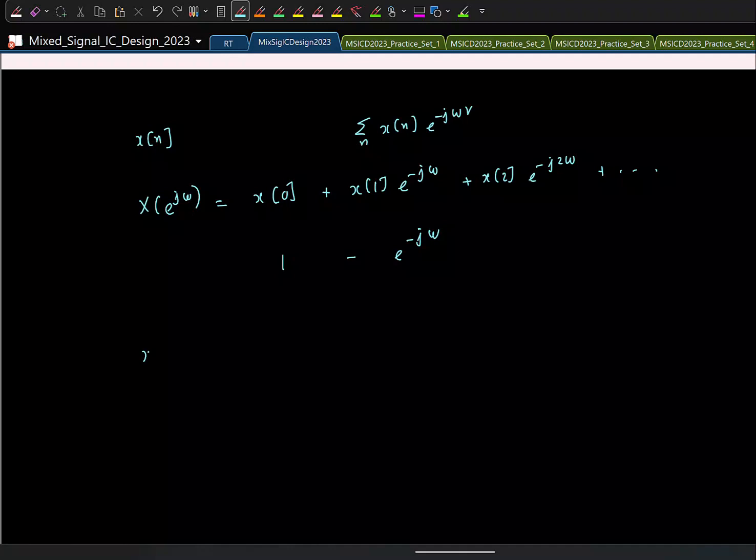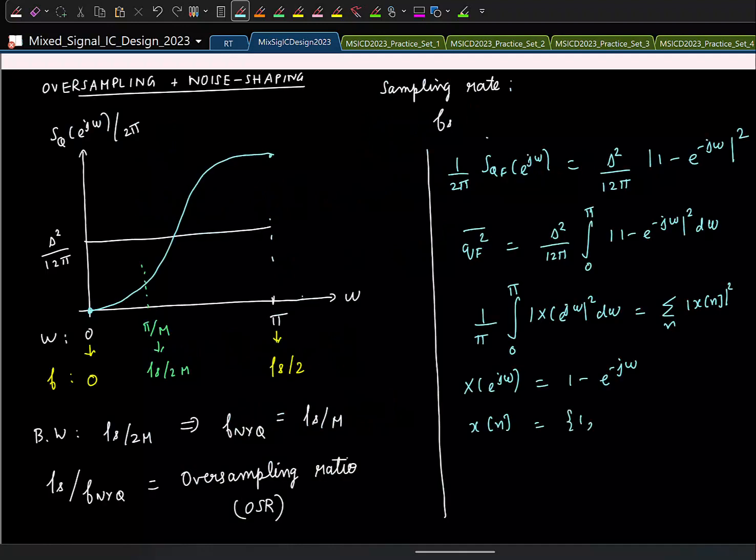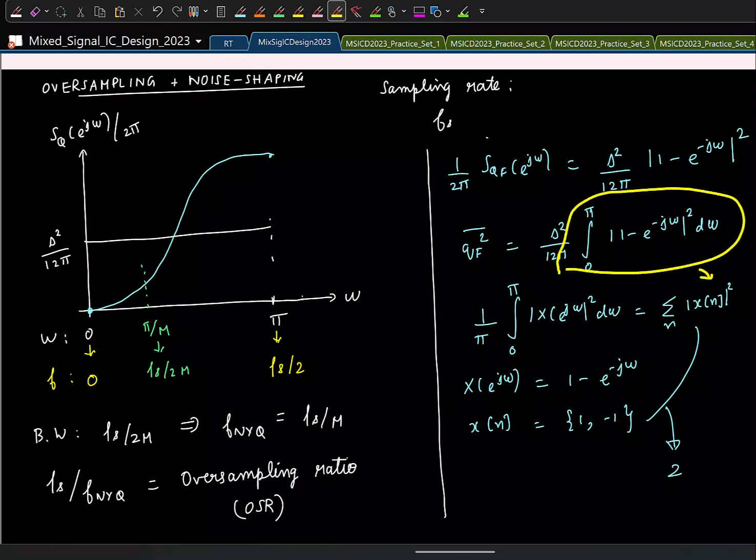So what is my x of n? This is actually pretty straightforward because you already have the thing expanded in powers of e power j omega. You can just look at it and see. This is basically delta of n minus delta of n minus 1. So now I know x of n, that is basically 1 and minus 1. So if I do this, what do I get? 2. So I know this guy is 2, with pi it is 2, right?